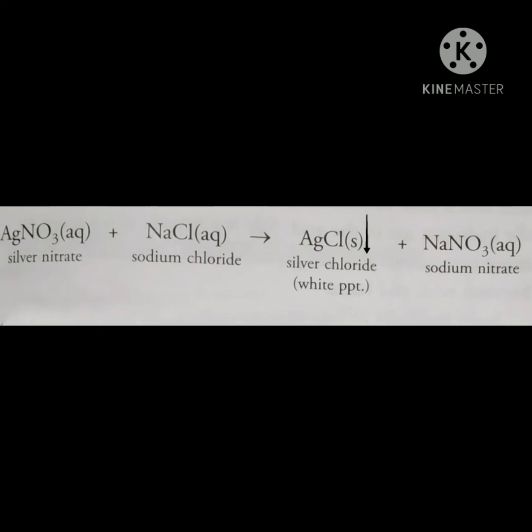And look at the color of the precipitate. It is white, so you have to mention the color of the precipitate also, and the precipitate is denoted by a downward arrow. Upward arrow is gas, downward arrow is precipitate.